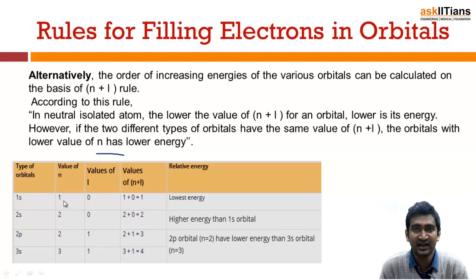You see 1s, I have n equal to 1, l equal to 0, and n plus l is equal to 1, so it is the lowest energy, then 2s, then 2p, then 3s, you can see that. Don't think that only s will have the lowest. You can see 2p and 3s. In 2p, I'll have n equal to 2, l equal to 1, so total will be 3. And then 3s, I'll have 3 plus 0, so 3 plus 1 as per the table, that is 4. So that's why 2p has lower energy than 3s, and so my electron will go first in 2p.